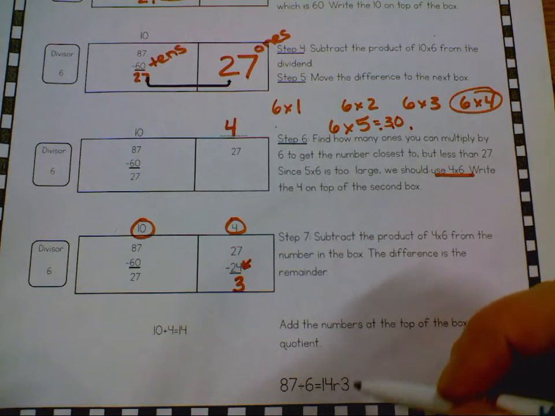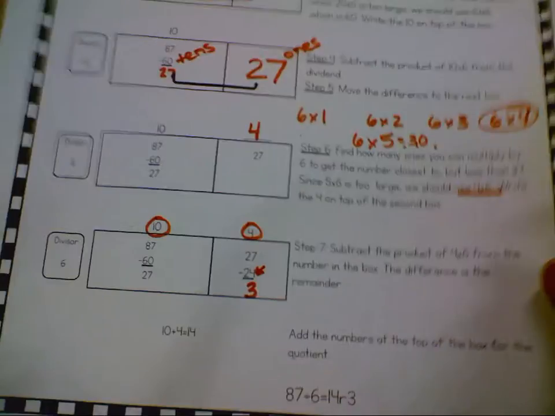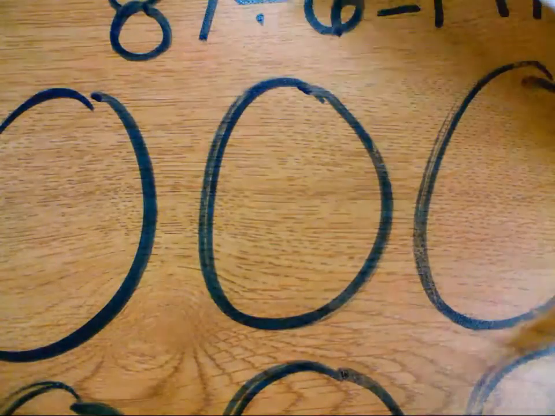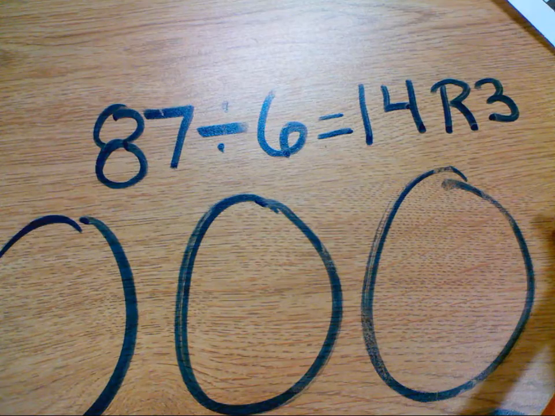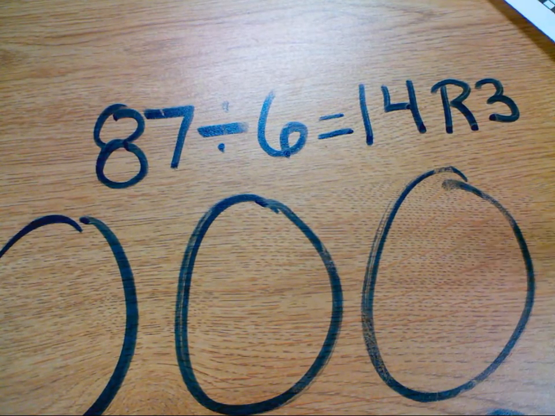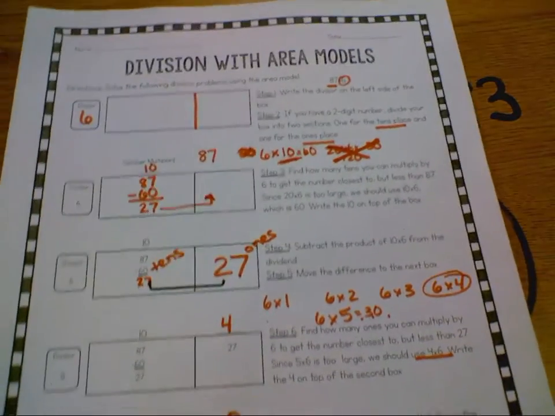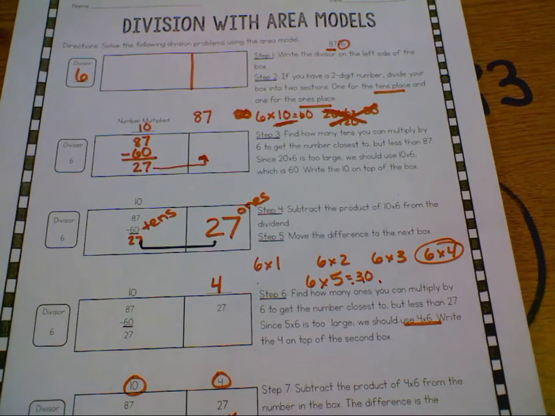So look here, we ended up getting the same exact quotient when we divided out using tens and ones as we did with the area model. It's really the same type of thinking, just in a different way.